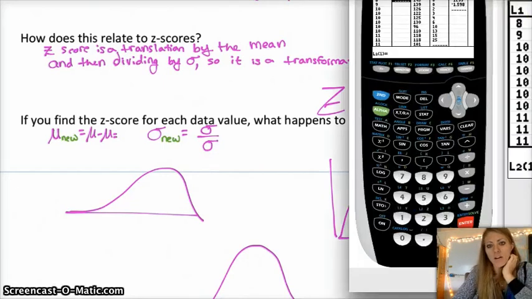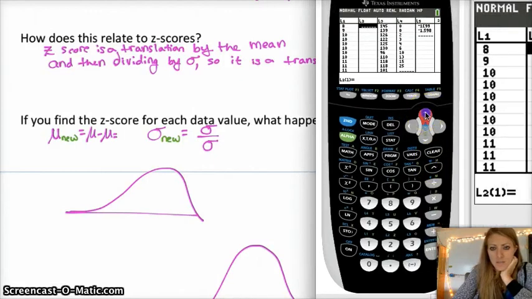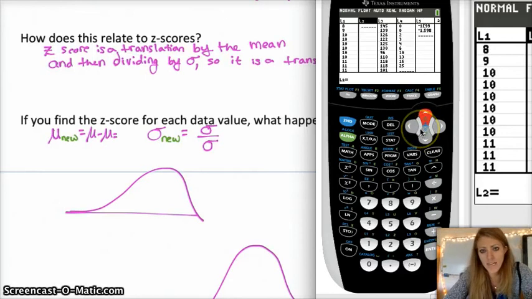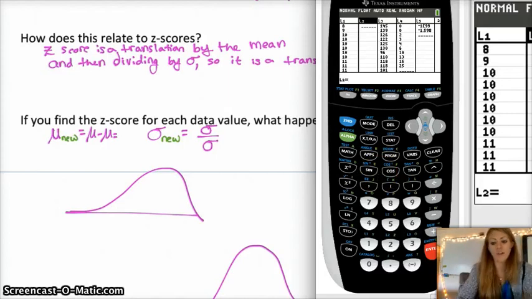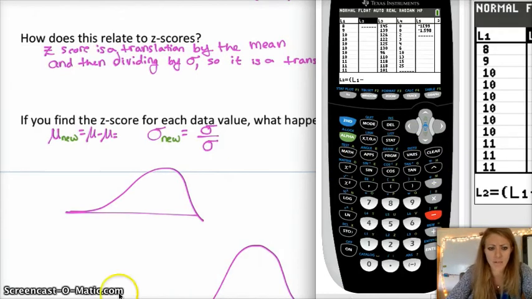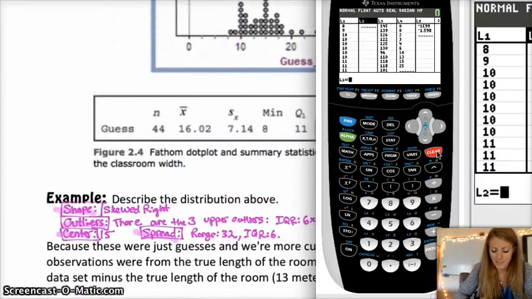So anyways, if you went through your calculator and you did this, hopefully you can kind of skip through how to do it in your calculator. But I want to put all the z-scores in list 2. So I need to take the value from list 1, and I'm going to use parentheses here so I don't mess anything up. So it would be 8 minus the mean, and in this case, the mean, it's right here. So the mean is 16.02.